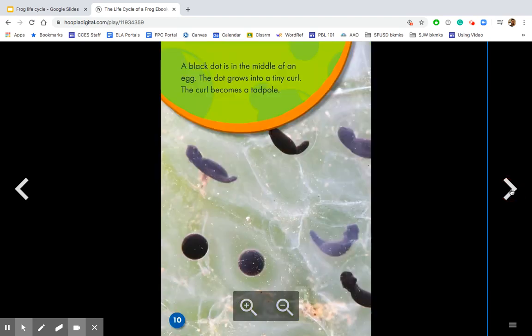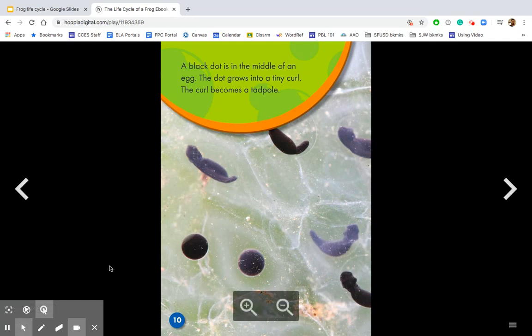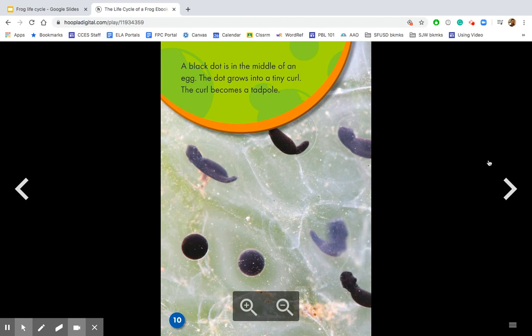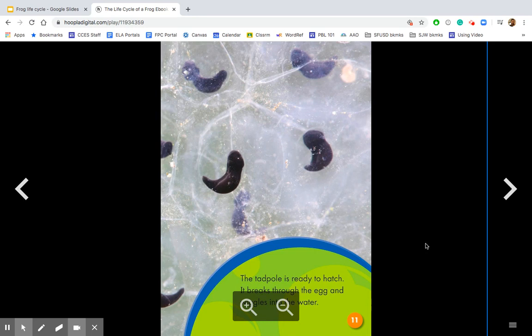A black dot is in the middle of an egg. The dot grows into a tiny curl. That means it's something that twists or is curvy. The curl becomes a tadpole. The tadpole is ready to hatch. It breaks through the egg and wiggles into the water.